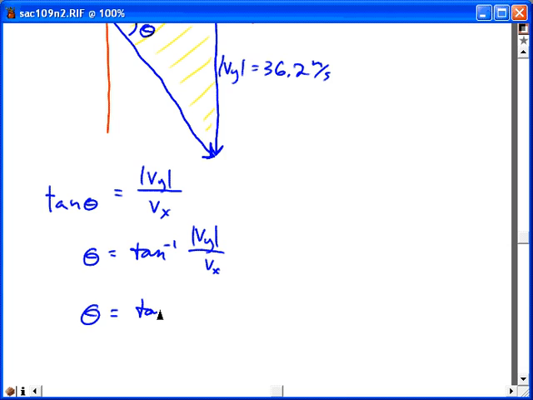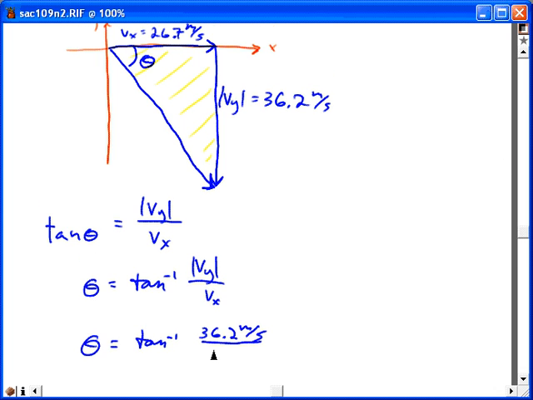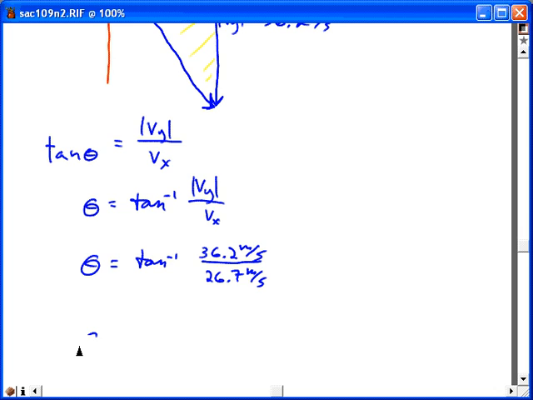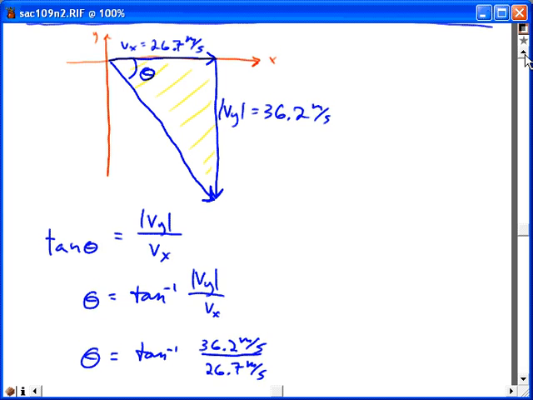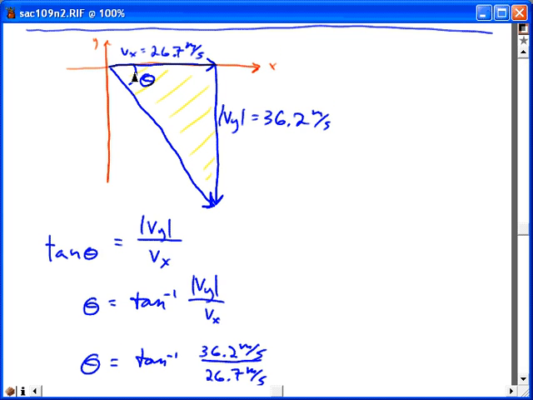Theta is equal to the arctangent of the 36.2 meters per second divided by 26.7. So put those values in the calculator, evaluate, and I get an angle of 54 degrees, rounded off to 2 sig figs because we were given values to 2 sig figs, and this is a final answer. Now, the magnitude of the vector, and that's this angle.